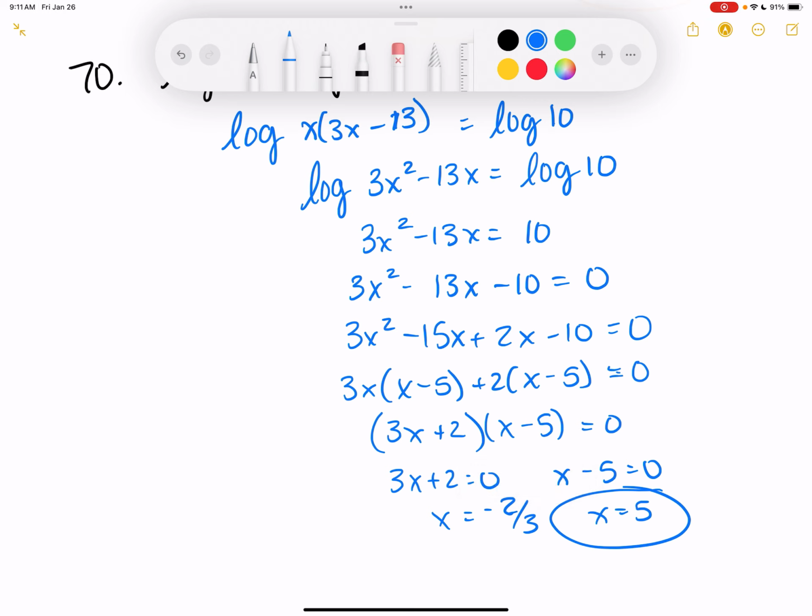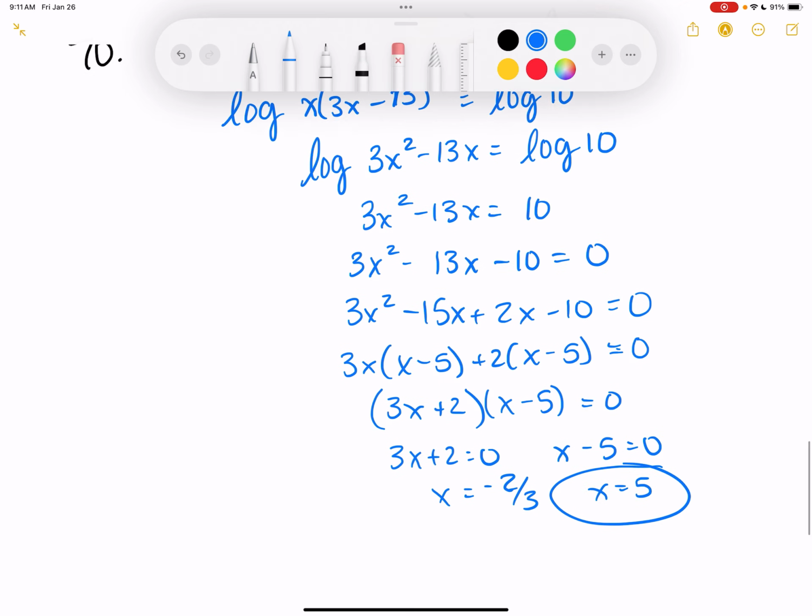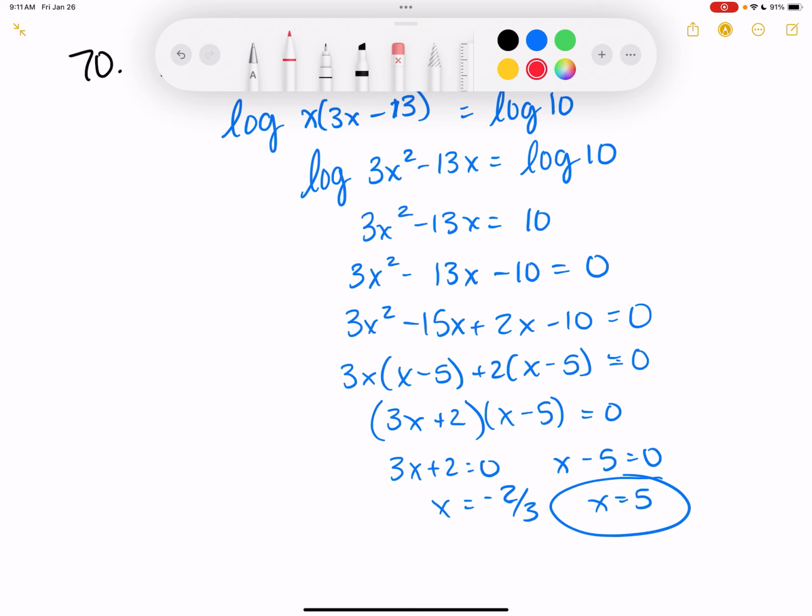Where do you get the 2x from? Right here. When I did the arch method here, I needed factors of negative 30 that when I added them together equaled negative 13. So it was negative 15 and positive 2. And then I just put x on them.